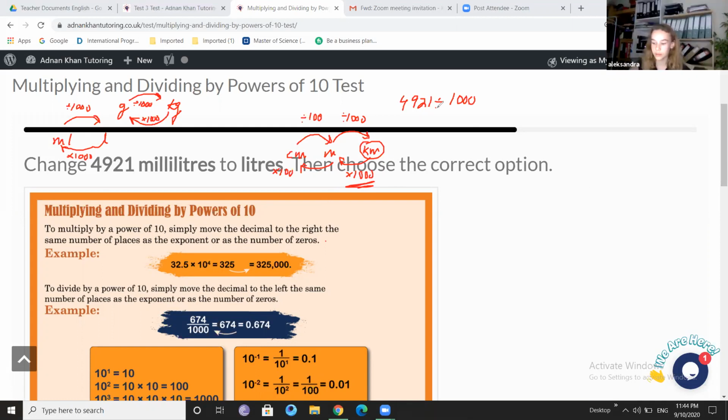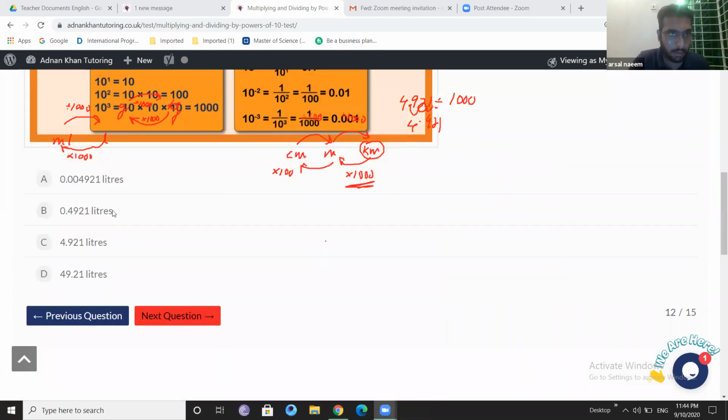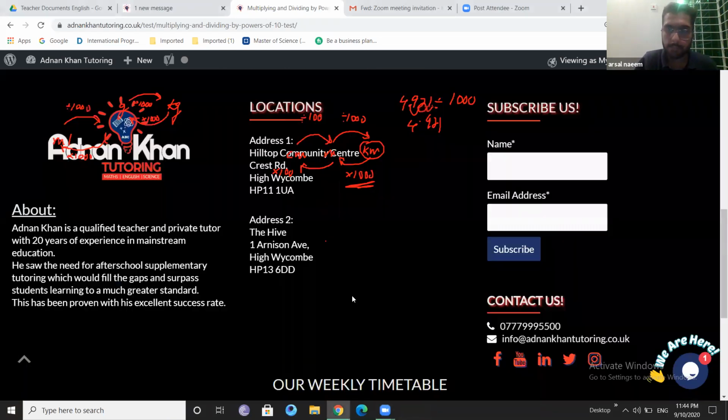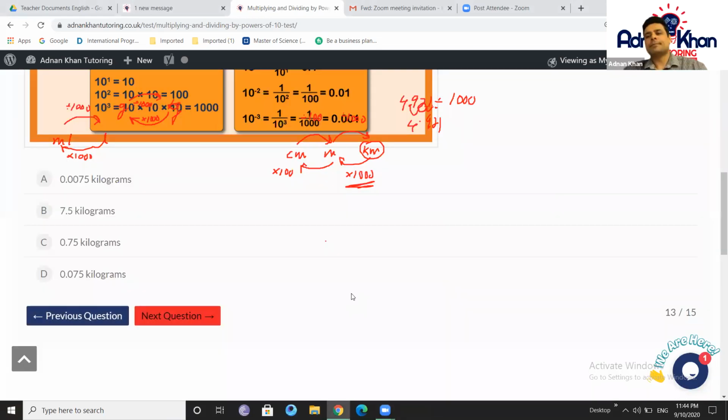So it would be 4.921. Let's see, 4.921 you are saying, so 3 zeros over here. The point is currently over here. So 1, 2, and 3. Point comes over here. It becomes 4.921. That is right. Very well, Alexandra. 4.921 liters. That's brilliant. Thank you so much.